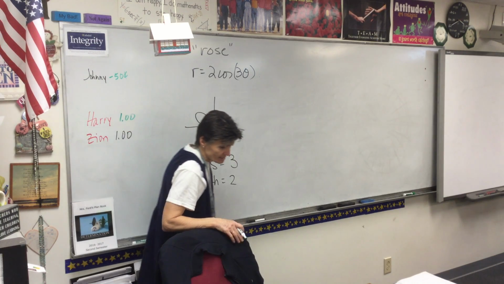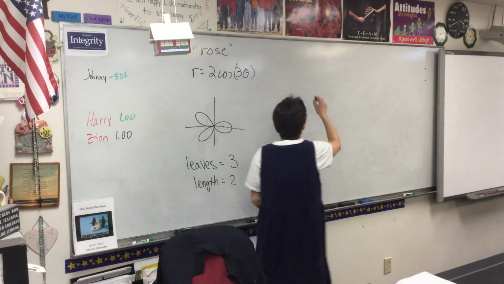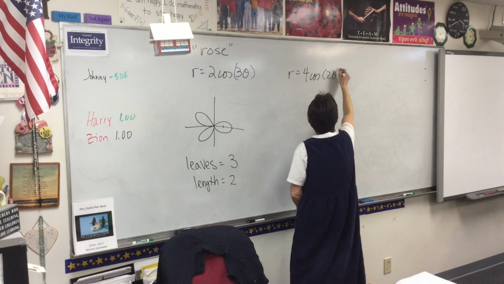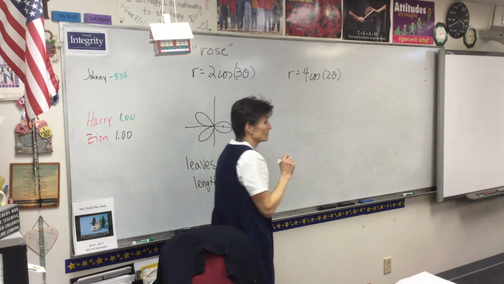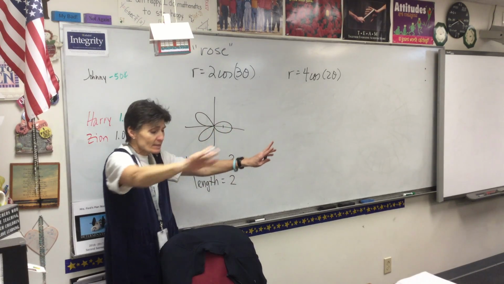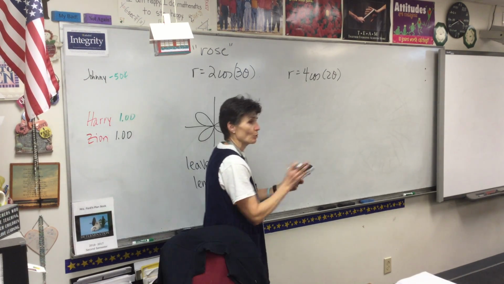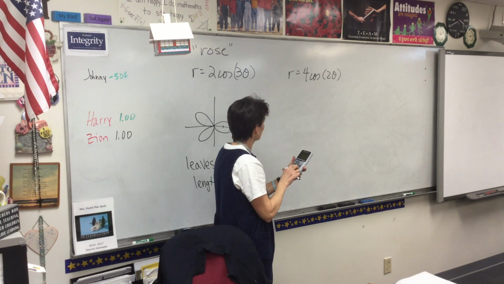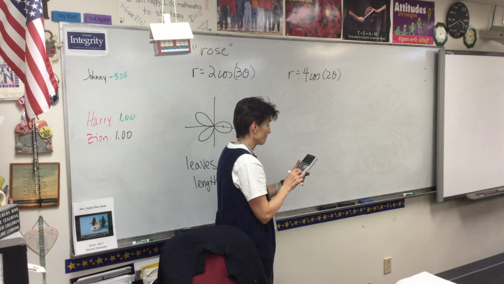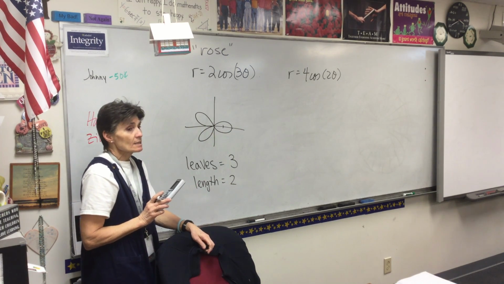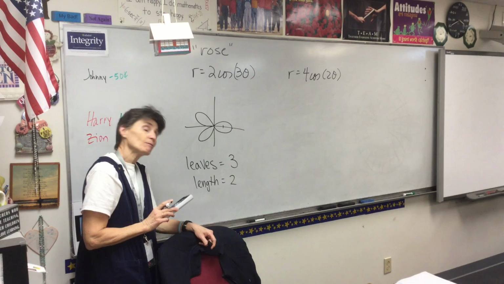Well, let's go to the next equation. r equals 4 cosine 2 theta. All right, leave everything the same and just type in the new equation. Jordan, just look on somebody else's. 4 cosine 2 theta. Okay? What is different?